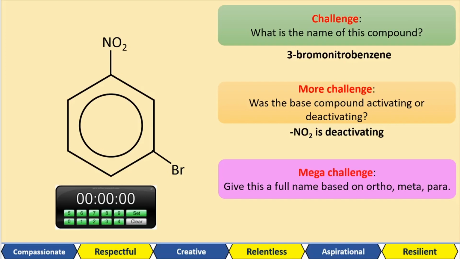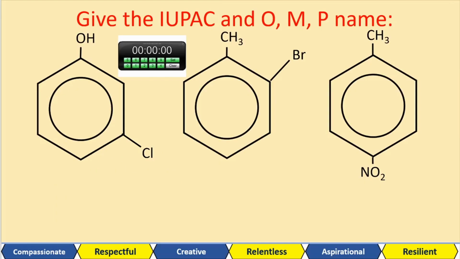Now it's asking you to give the full name based on ortho, meta, and para. What should we call this? It should be called meta-bromo-nitrobenzene or M-bromo-nitrobenzene. It's actually better to use the M rather than saying meta, okay? So instead of saying 3-bromo-nitrobenzene, we could just put M-bromo-nitrobenzene.